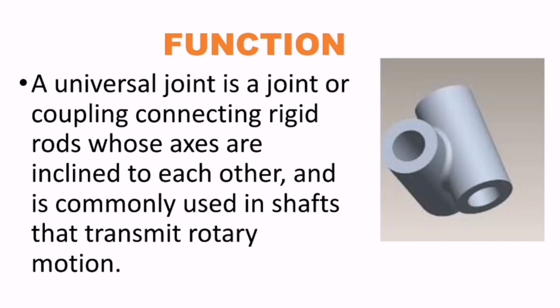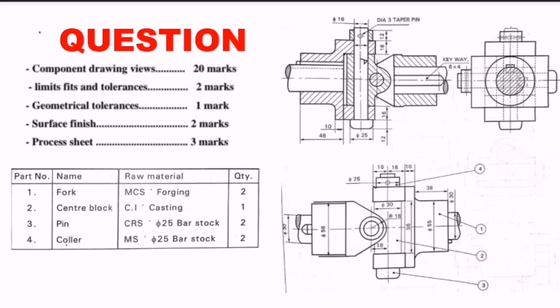This is a question of production drawing which asks for component drawing views, limits, fits and tolerances, geometrical tolerances, surface finish, and process sheet. And this is the assembled figure and this is the question, and its parts are: first one is fork, second is center block, third is pin and fourth is collar. These are the four parts of universal coupling.